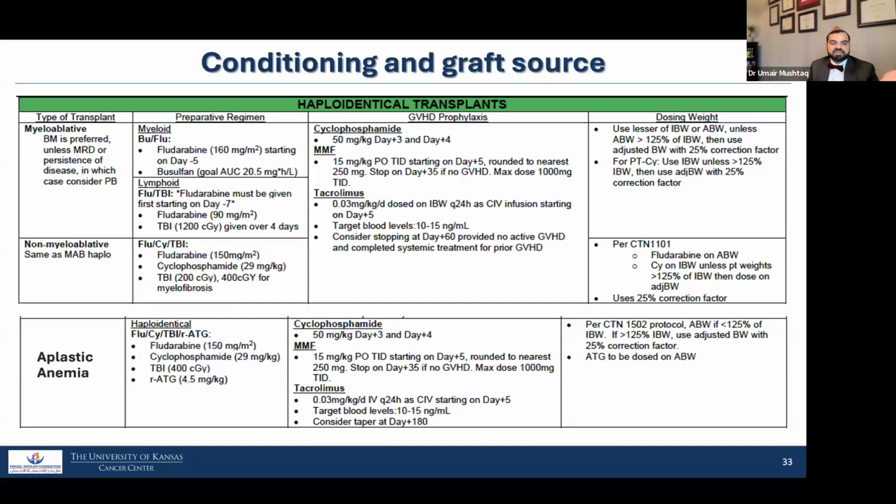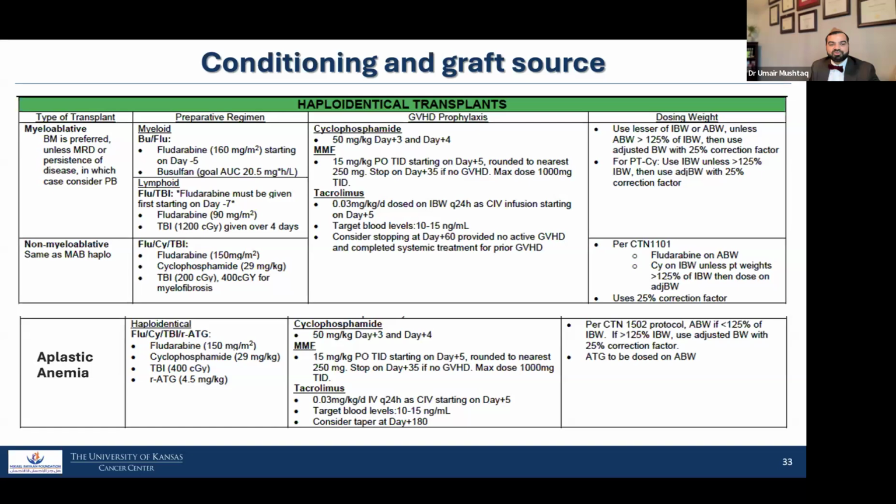If you're using non-myeloablative conditioning, flu-cy-TBI was the standard used in the original PTCy studies: fludarabine at 150 milligram per meter square, cytoxan, and then TBI. Single fraction is 2 grays, two fractions are 400 grays. Two fractions are needed where you have concerns about graft rejection, such as aplastic anemia or thalassemia or myelofibrosis. If you don't have access to TBI, you can use a reduced intensity busulfan fludarabine based regimen. So flu-bu2 instead of flu-bu4 can be used as a non-myeloablative regimen.